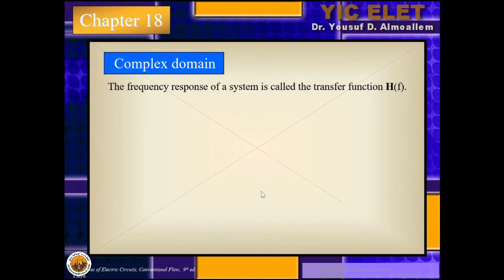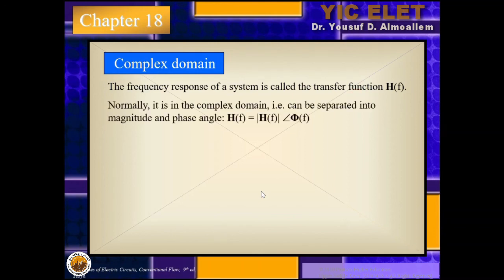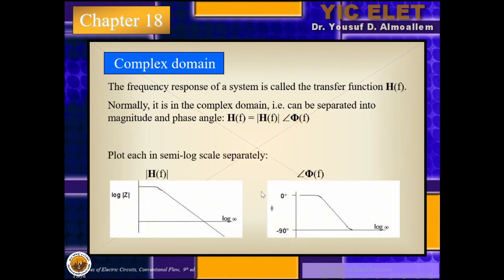Okay, the final point is to discuss the complex domain. So the frequency response of a system is called the transfer function. And this transfer function, normally it is a complex function. When we talk about a complex function, if we choose to go with the polar representation, it has to have two parts, magnitude and phase. As we discussed before, we covered the magnitude, and this is the shape of the magnitude. And if we're talking about the phase, this would be the phase of the transfer function. So we have to understand this is the magnitude and this is the phase.